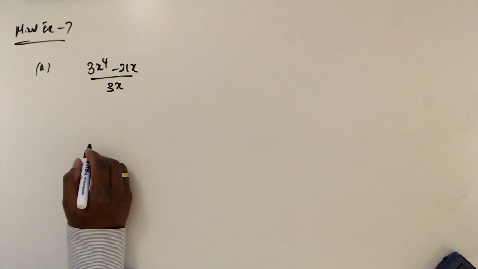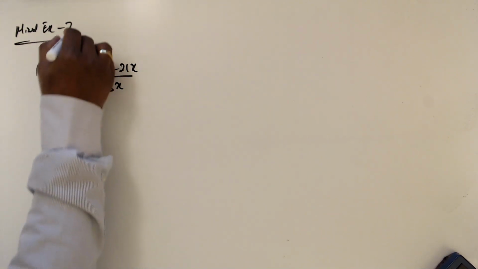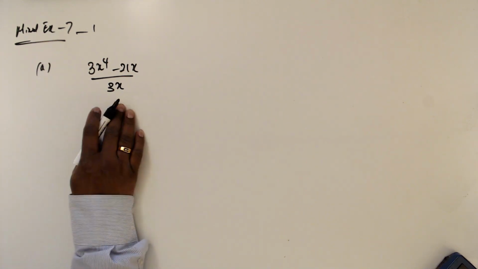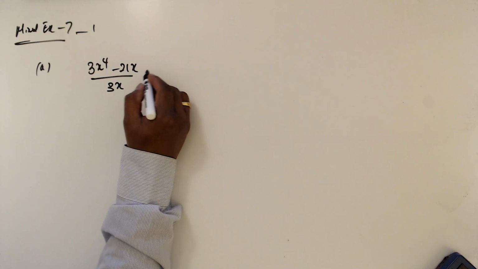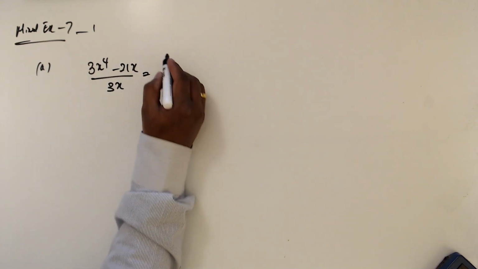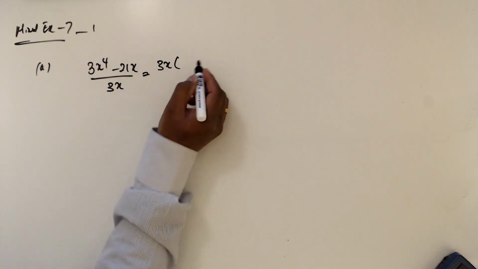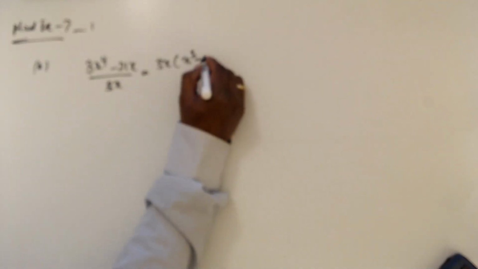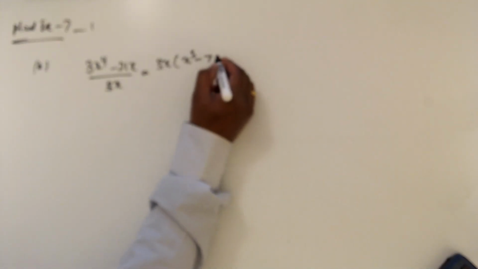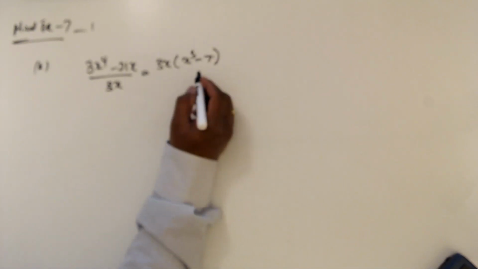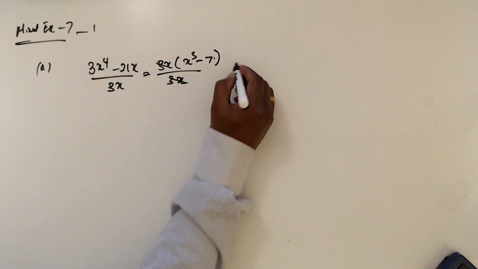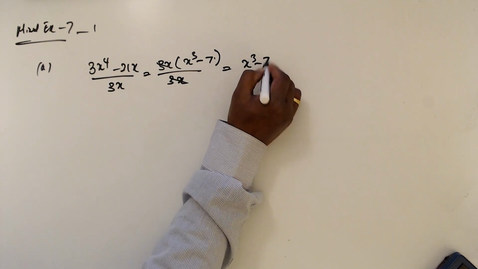Next, exercise 7, question number 1. Simplify these fractions. When you look at it, you can see the denominator has a common factor 3x. You can take this one now. This is going to be x cubed, and this is going to be 7, 7, and this is going to be 3x. So 3x and 3x cancel out. x cubed minus 7.